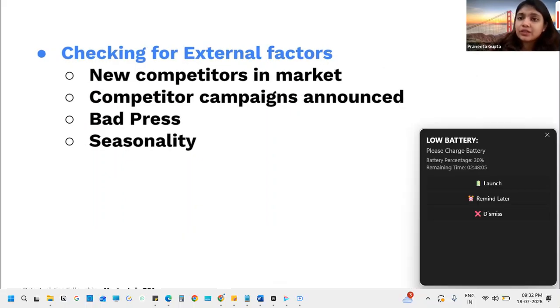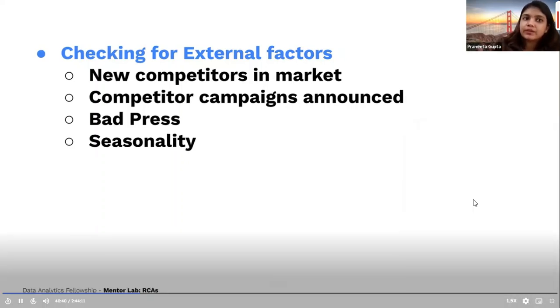Then I was of course checking for external factors, because sometimes there could be a new competitor that has entered the market, which could lead to dispersion or cannibalization of your customers to a different new competitor, right? So I'll give you an example. Ola and Uber are two big competitors in the market, but then suddenly Rapido also came in as the third competitor when they launched their cab rides also, right? So there was definitely some cannibalization that happened over there because we got a third competitor in the market. So that could be one reason, right?